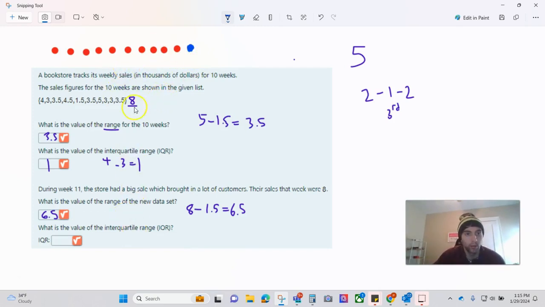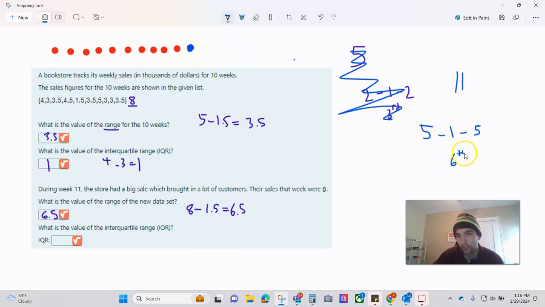To find interquartile range, we first have to cut our numbers in half. When there are 11 numbers, the middle number would be the 6th number, right? 5 on one side, 5 on the other side, 1 in the middle, so 6th number. 1, 2, 3, 4, 5, 6. This is the median. This is quartile 2, the sixth number.